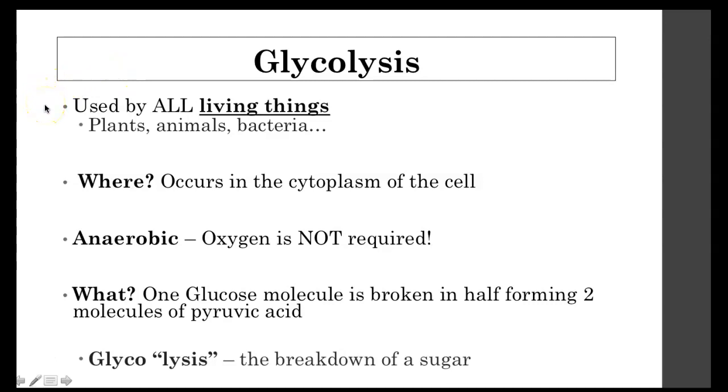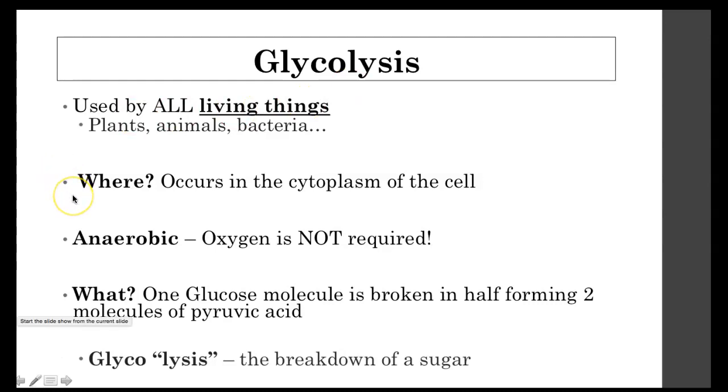Now, what organisms go through glycolysis in cell respiration? Glycolysis is used by all living things. And why is because it is anaerobic. So glycolysis can occur whether oxygen is present or not. And so therefore plants, animals, and bacteria can all go through glycolysis.